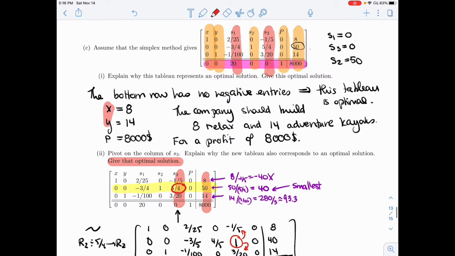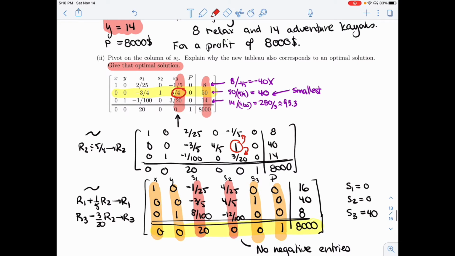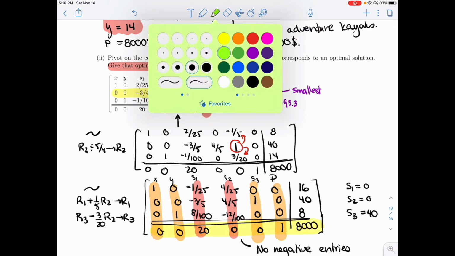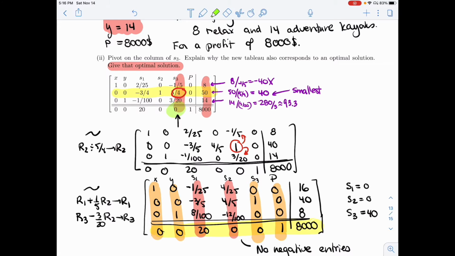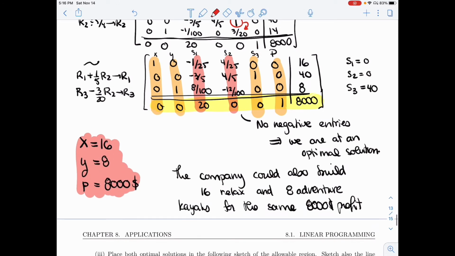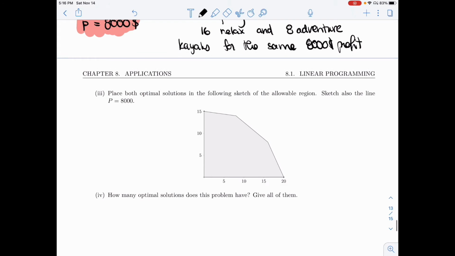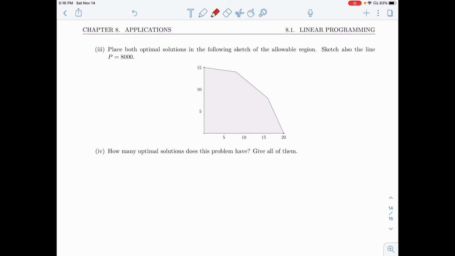We found this one, 8 and 14, and then by pivoting on a column with a 0 in the profit row, we got a second optimal solution. That second optimal solution is right here, 16 and 8. Both have a profit of 8,000, so the company could do either and end up with 8,000 of profit for that week. All right, so in this video, we'll answer the next two questions. So we're going to place both optimal solutions in the following sketch of the allowable region to try to figure out what's going on.